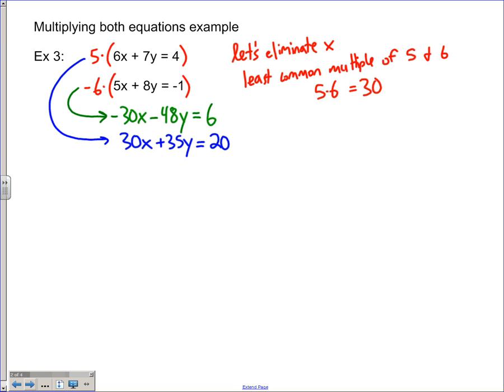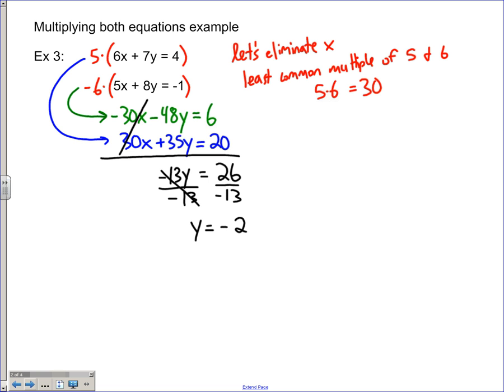So now I can add these two new equations up. You can see my x's cancel. Negative 48 plus 35 is negative 13y, and 20 plus 6 is 26. So again, once I eliminate a variable, I have only one variable left, and I can solve for that variable. So I'm going to divide both sides by negative 13 to get y alone, and I get y equals negative 2.